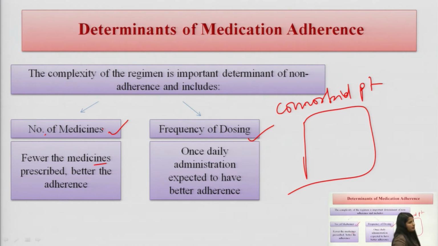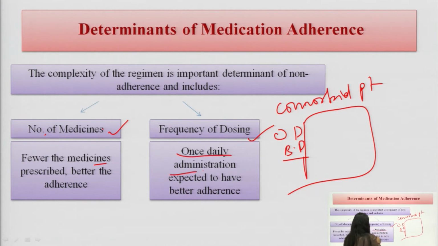Now, coming to the frequency of dosing. If I write a prescription with 1 tablet or 2 tablets, it means the number of times the patient has to take it. Frequency of dosing means OD or BD, how many times the patient has to take it. So, once daily administration is expected to have better adherence. If I tell the patient to take 3 medications 3 times a day, and in another scenario I tell the patient to take 1 medication in a day, of course the second one shows better adherence, as the chances to skip the dose are less.